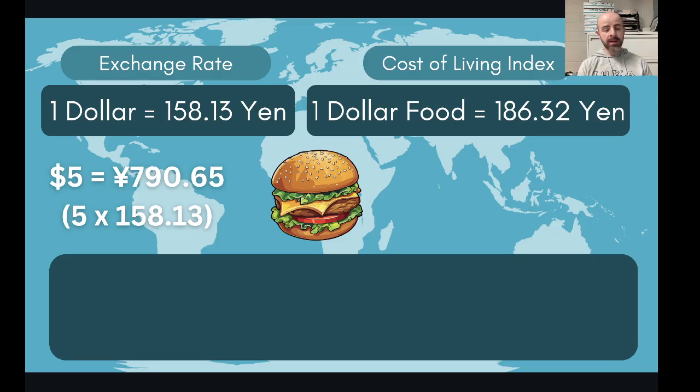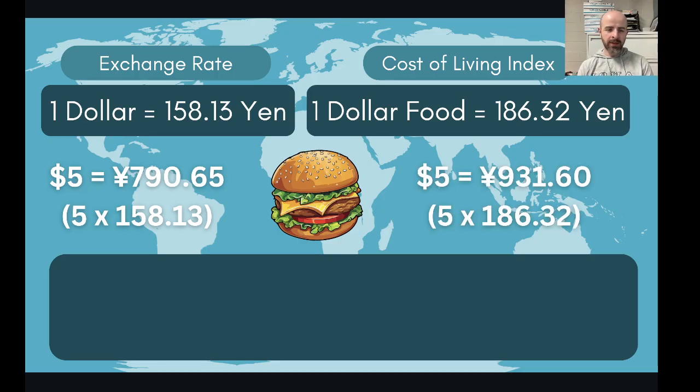So it's easier to get the ingredients for a burger in the United States than it is in Japan, which means a burger costs more in Japan, which means that this burger that costs $5 in the United States actually costs 931 yen in Japan. So, what does that mean?